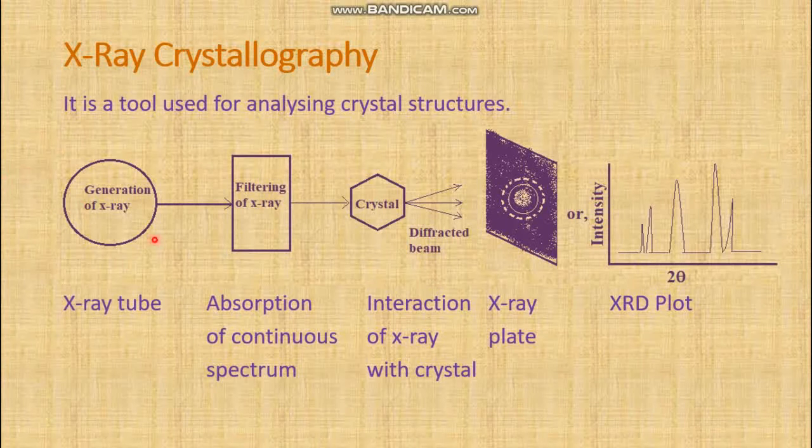First, X-ray is generated in an X-ray tube. This X-ray is then, secondly, filtered. Actually, when some metal is used, such as copper, it produces X-rays of different wavelengths. Now, what is the wavelength of X-ray? X-rays are actually electromagnetic radiations of short wavelength, of the order of 0.1 nanometer or 1 angstrom.